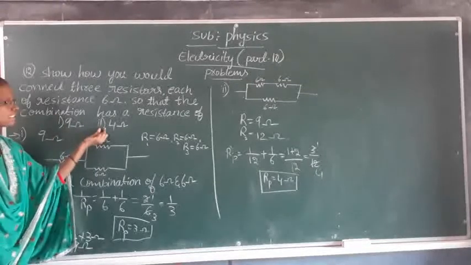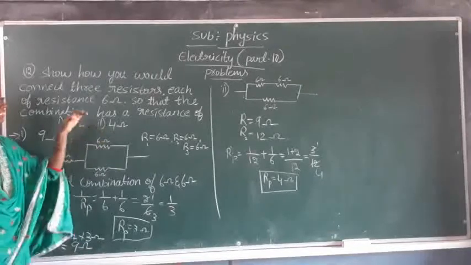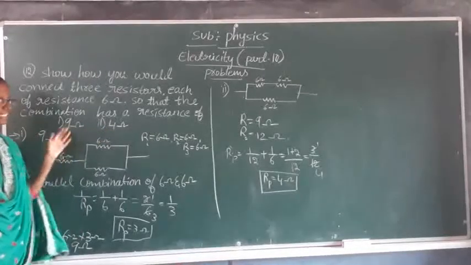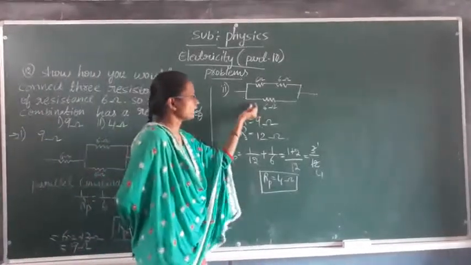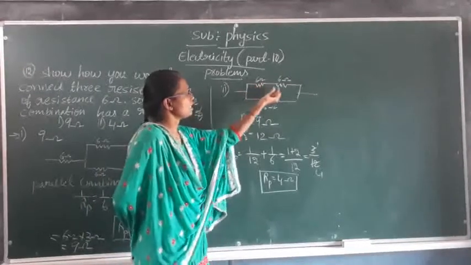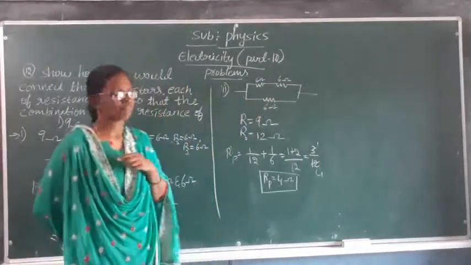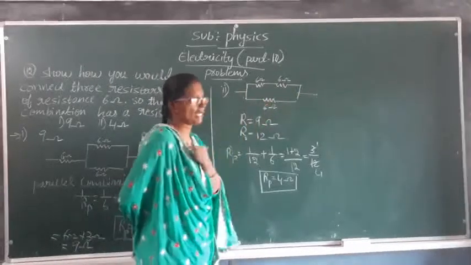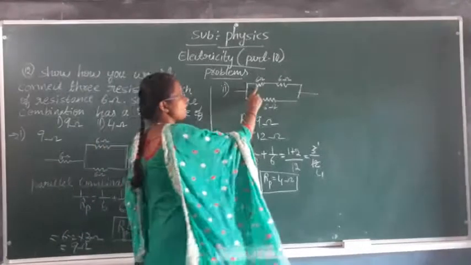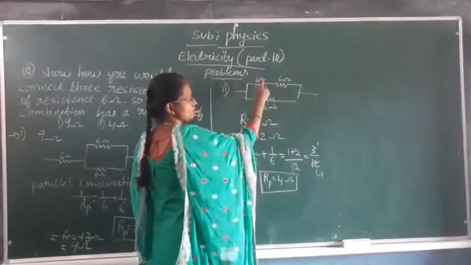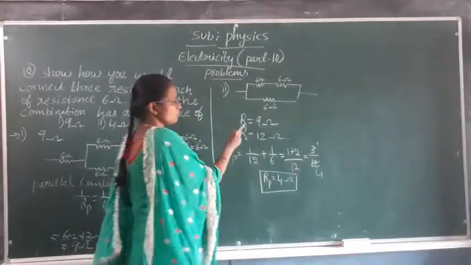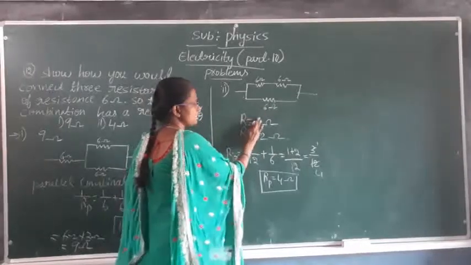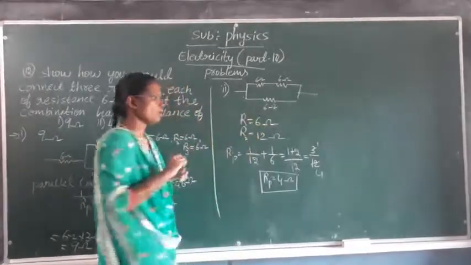Next, we have to consider the second one. What you have to prove? The resultant value should be 4 ohm. So how to connect these 3 resistors? Let's see, this is the circuit. R1 and R2 are connected in series, end to end, and one resistance is connected in parallel. Both R1 and R2 are in series, so I will add them: 6 plus 6, how much? 12. So I will consider R2 as 12 ohm. Another R1 is 6 ohm.